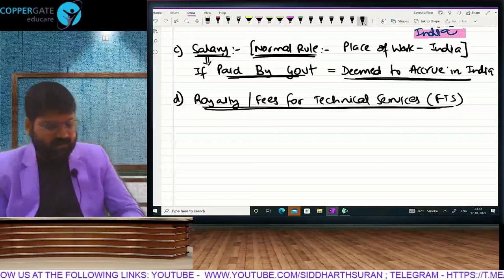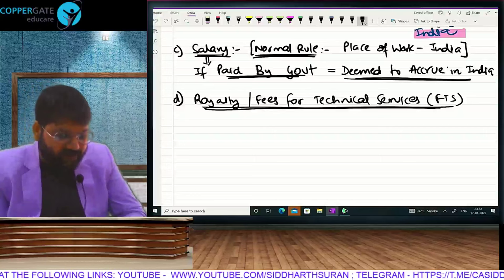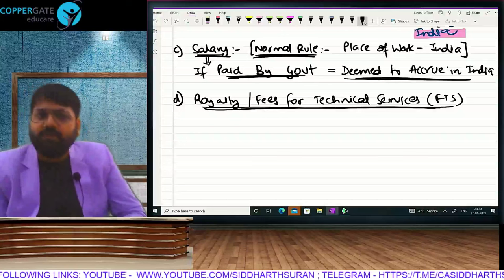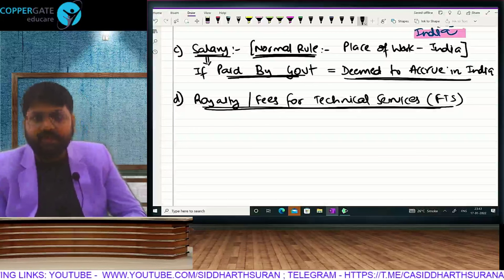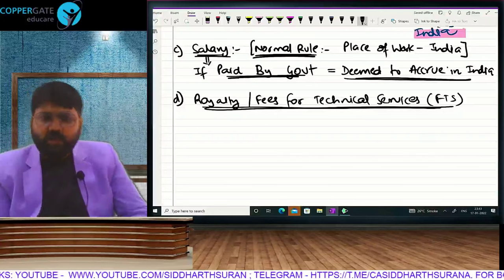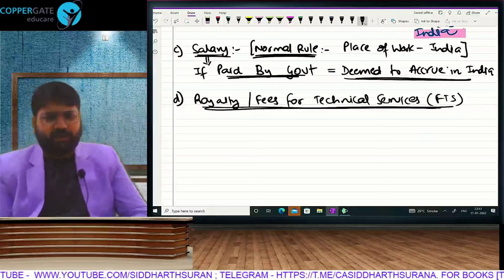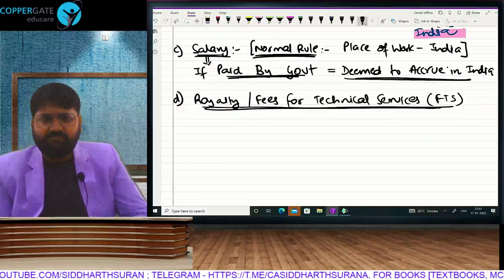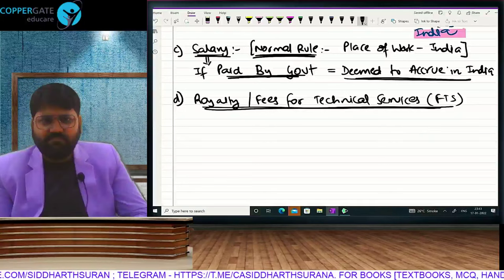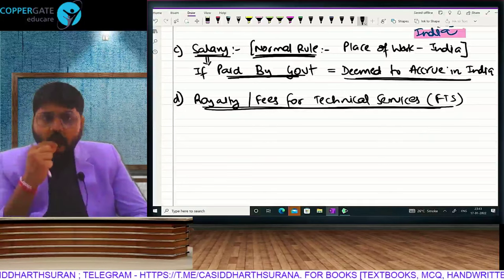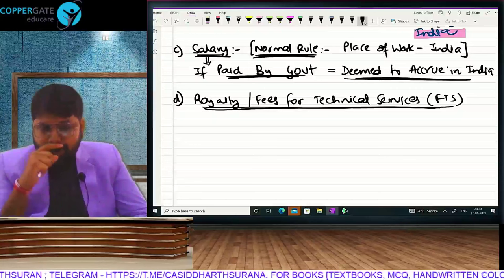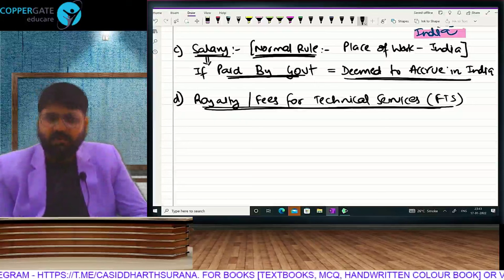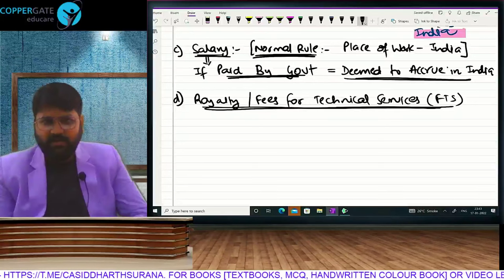Now, let's talk about these incomes. Before learning the tax treatment, it is necessary that you know the meaning. You know the meaning of royalty and FTS? You have any idea of what is royalty, what is FTS?